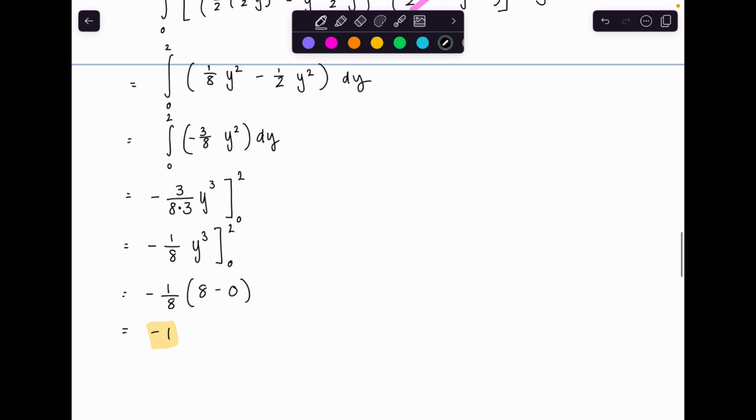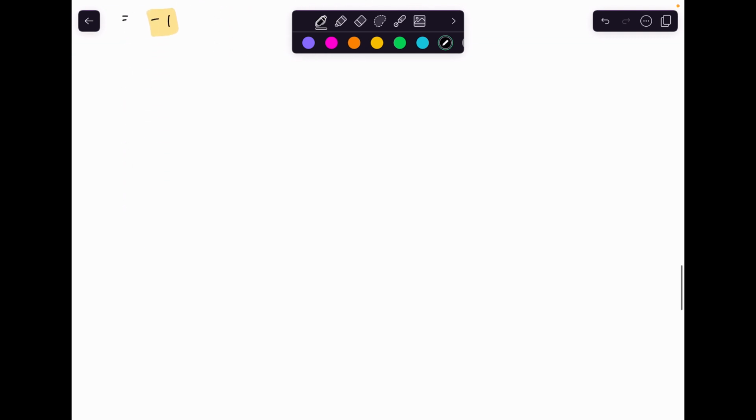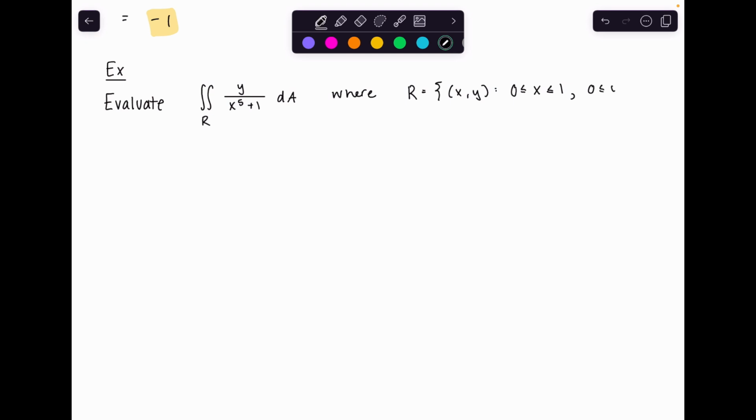So let's try another example then. Here we want to evaluate the double integral over the region R of y over x to the 5th plus 1 dA. Specifically, where R is given by the xy values such that x is changing between 0 and 1, and y is changing between 0 and x squared. Okay.